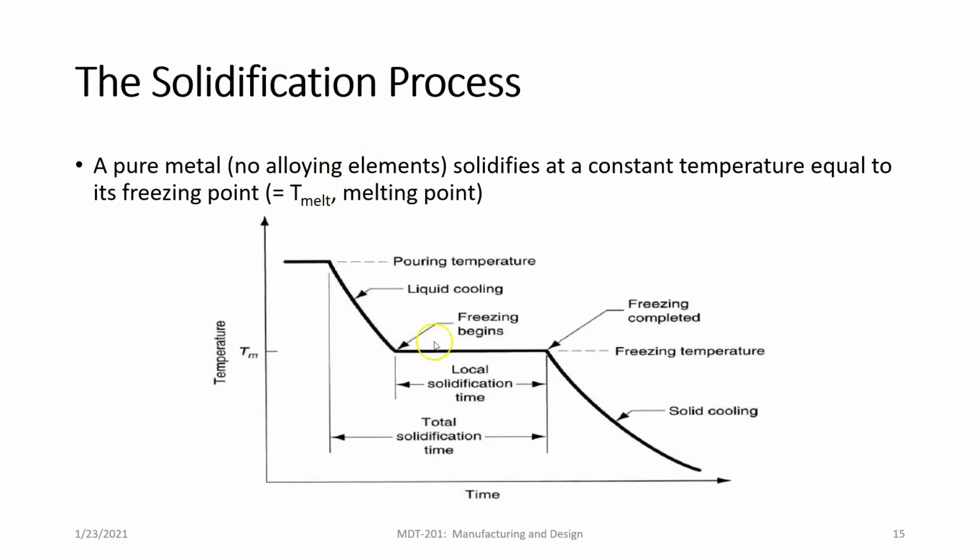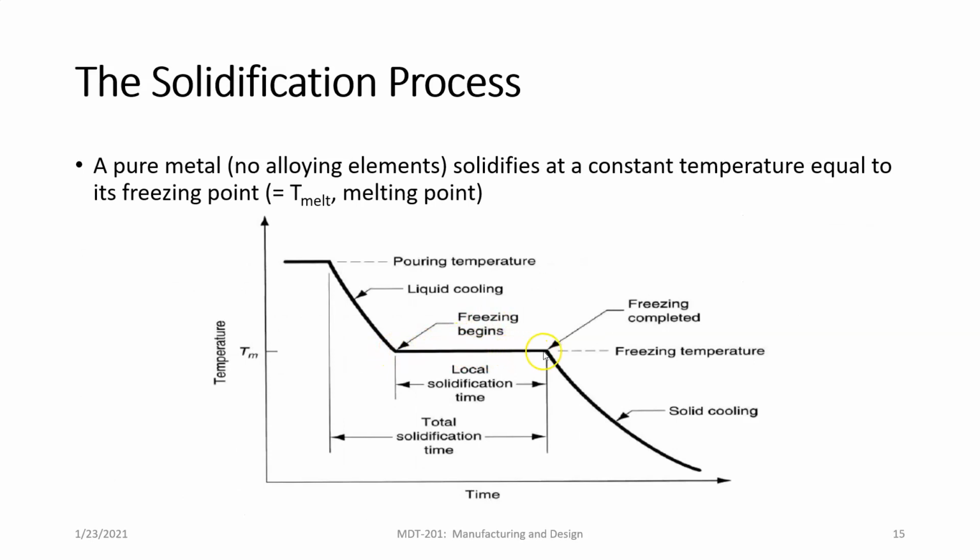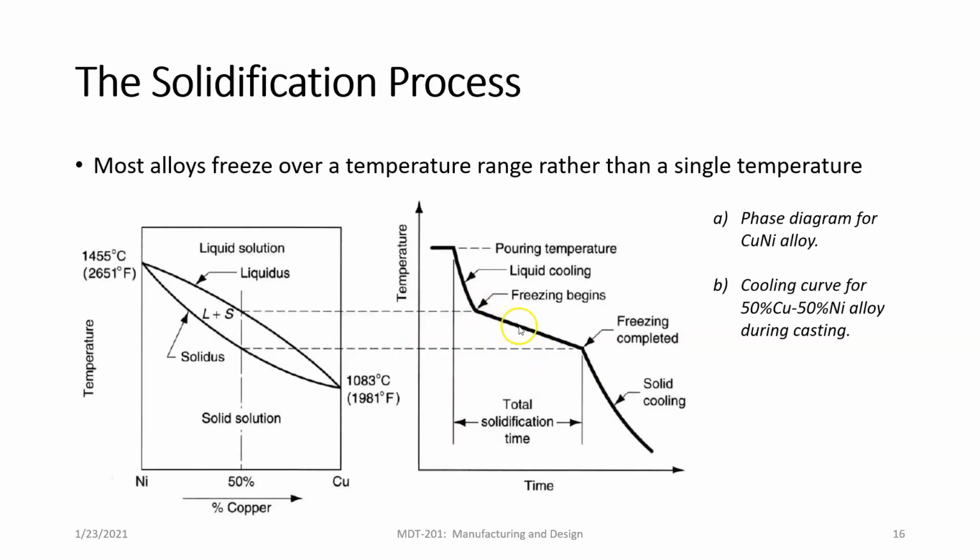So how does an alloy affect this area right here? Basically, it changes that horizontal line, this line right here, from where freezing begins and freezing is completed, or the local solidification time. It turns it into a sloping line, right?